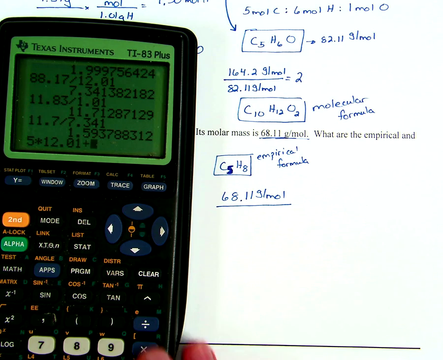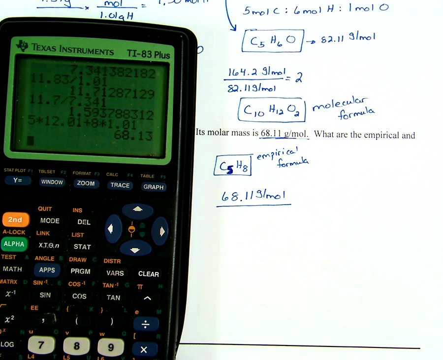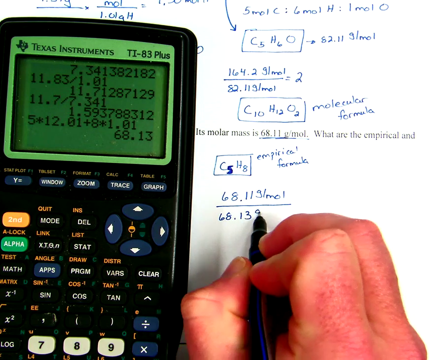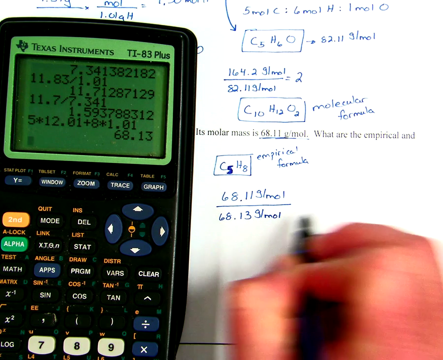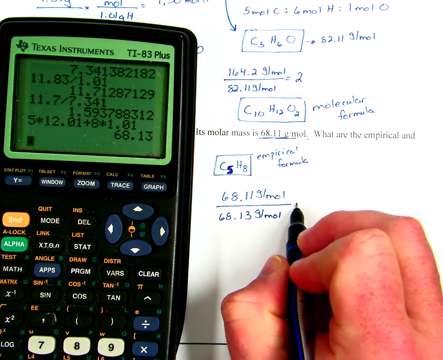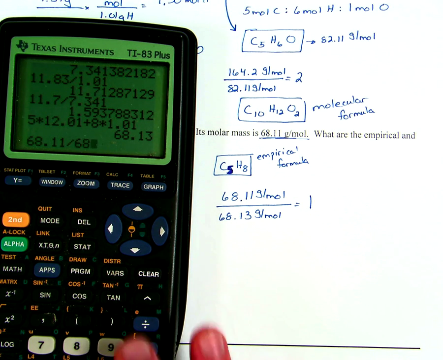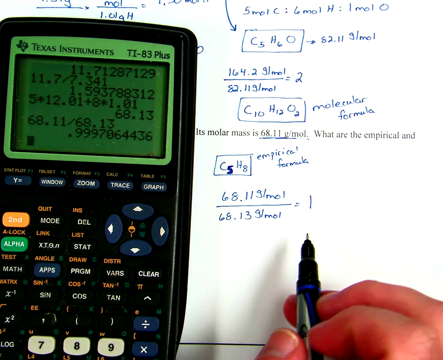Well, you'll notice that those are really close to each other. So we're going to get 1 when we do that. Now, it won't be exactly 1. In fact, let's just go ahead and see what we would actually get. 0.999706. So like we talked about before, it's going to be really, really close to a whole number.